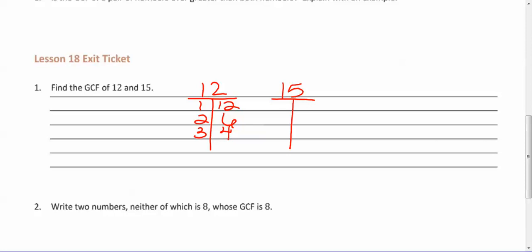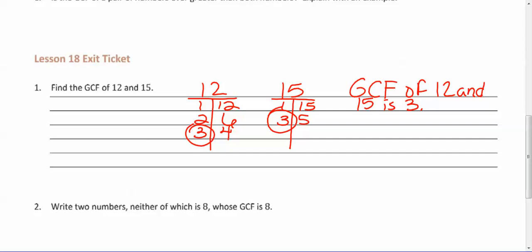All right, 15. Let's go ahead and do that. 1 times 15. And what else? 3 times 5. 3 times 5, and that's where we are done. So what is the greatest number that is common to both lists, Paula? 3. 3, very good. So it's not a very big factor, but it is the greatest of these two numbers. So the GCF of 12 and 15 is 3. Any questions on the list method of doing this?